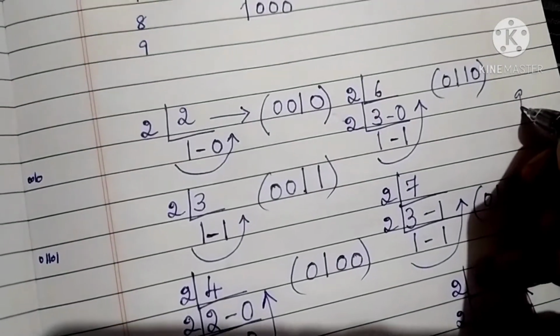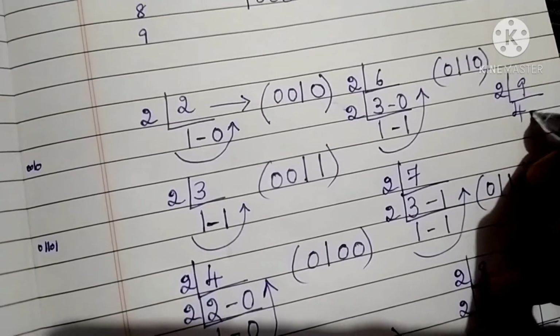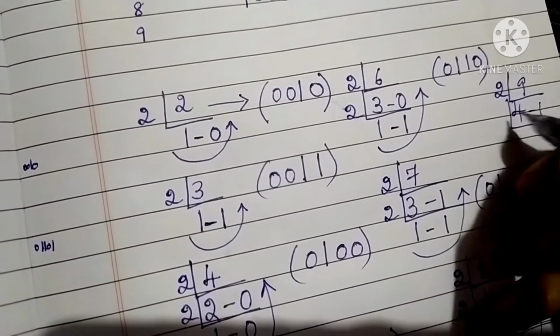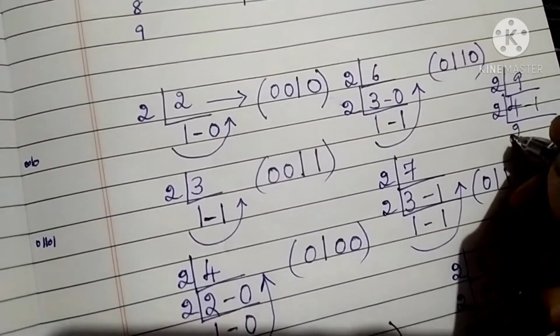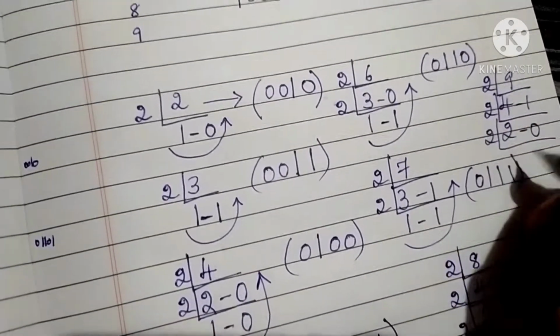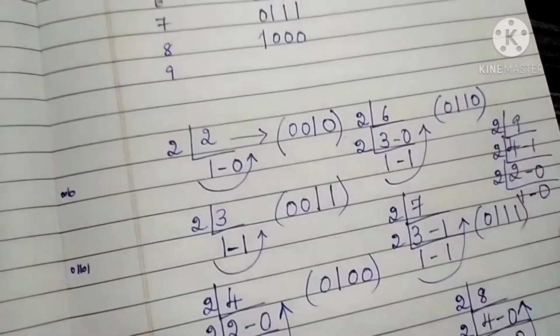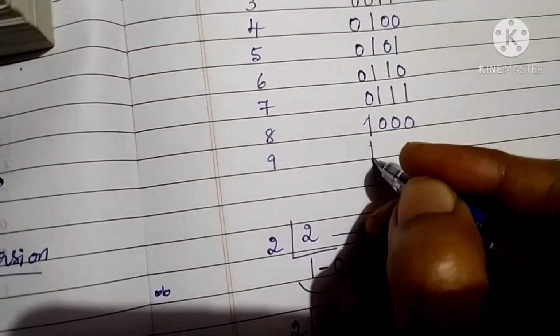Similarly, if you divide 9 by 2, 2 4s are 8, remainder 1, 2 2s are 4, 0, 2 1s are 2. So 1 0 0 1 would be the answer.